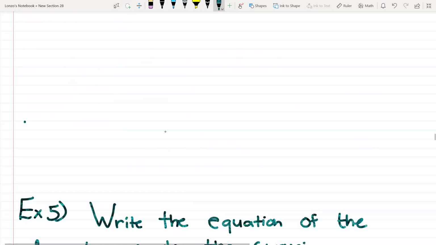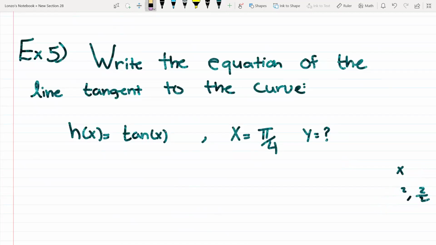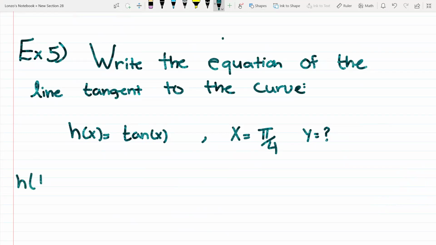Let's move on to example 5. Example 5 says: write the equation of the line tangent to the curve h of x equals tan of x, where x equals pi over 4. The first thing you need to find, which isn't given, is your y coordinate. We need an actual coordinate. So let's plug pi over 4 into the function h of x.